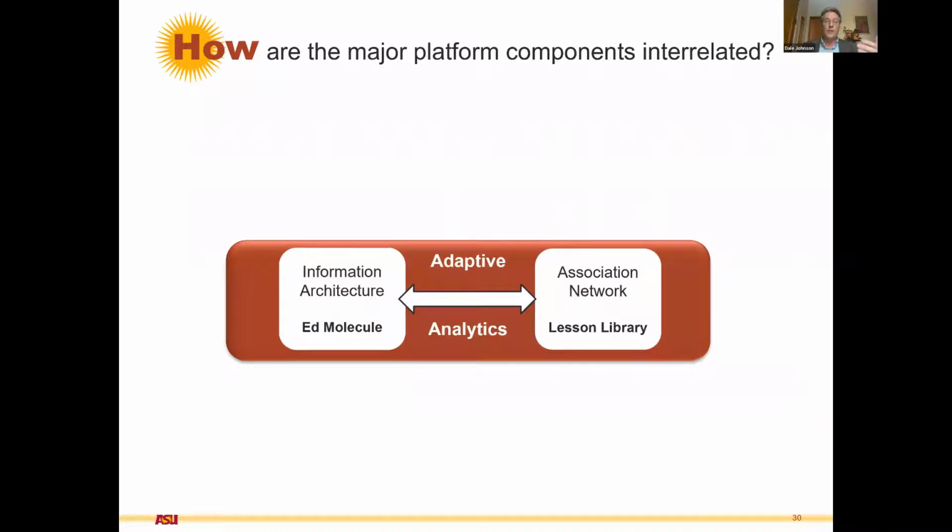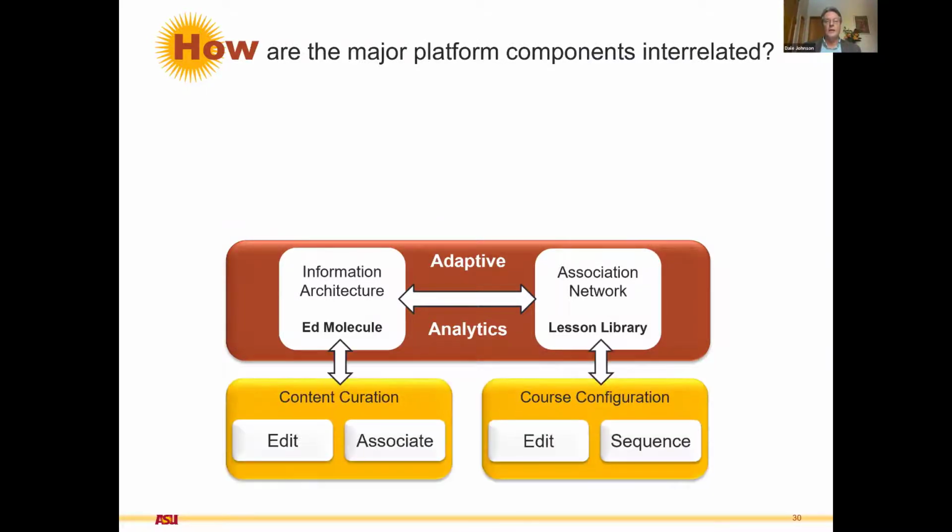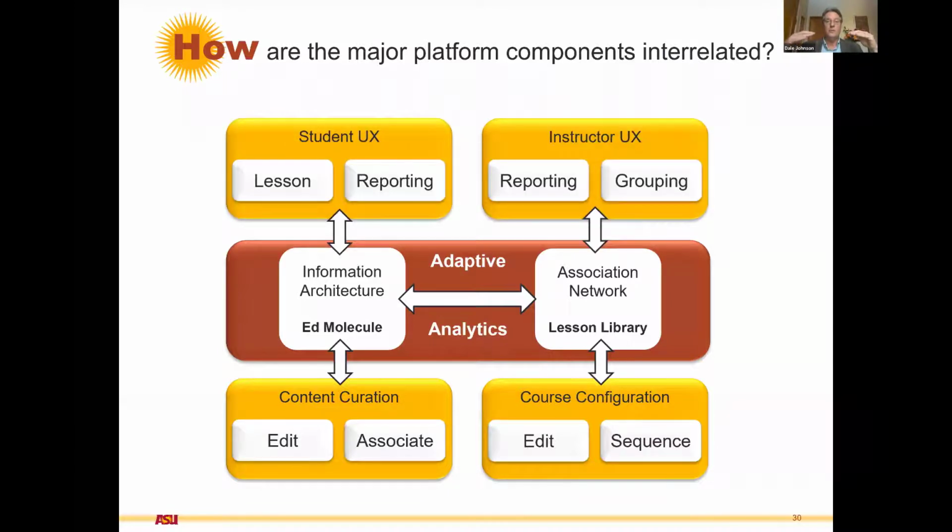The infrastructure we need for that includes the heart of this, which is all of the adaptive analytics, the Ed molecules, the association network, and then we need the tools to engage with that heart. So we have content curation, course configuration as componentry, and then on the other side, we have the student user experience and the instructor user experience. And these are the fundamental building blocks of the Global Adaptive Instructional Network. We want to build out this infrastructure.